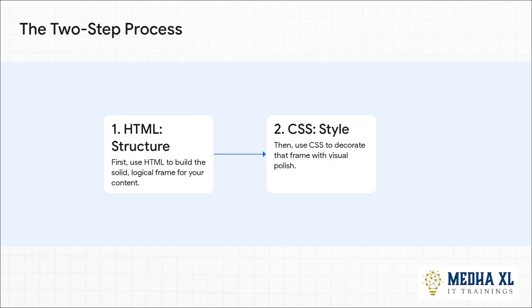This all boils down to a really simple but really important two-step process. You always start with HTML. You build that solid, logical frame for all your content. Then, and only then, do you bring in CSS to decorate that frame and apply all the visual polish. It's always structure first, then style.